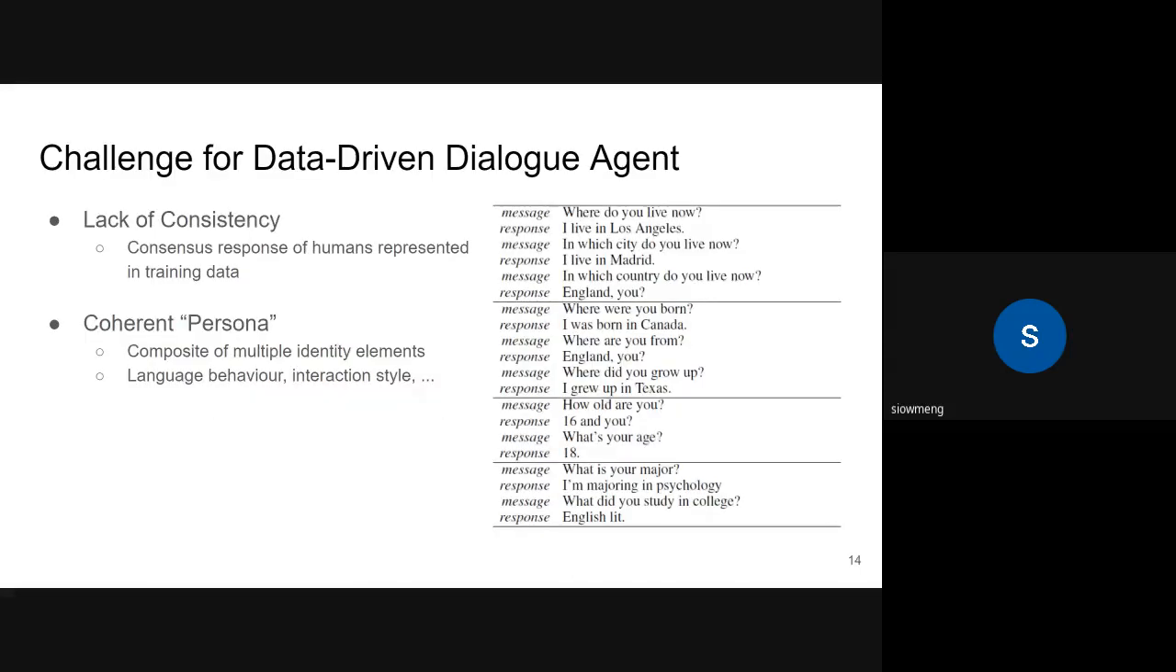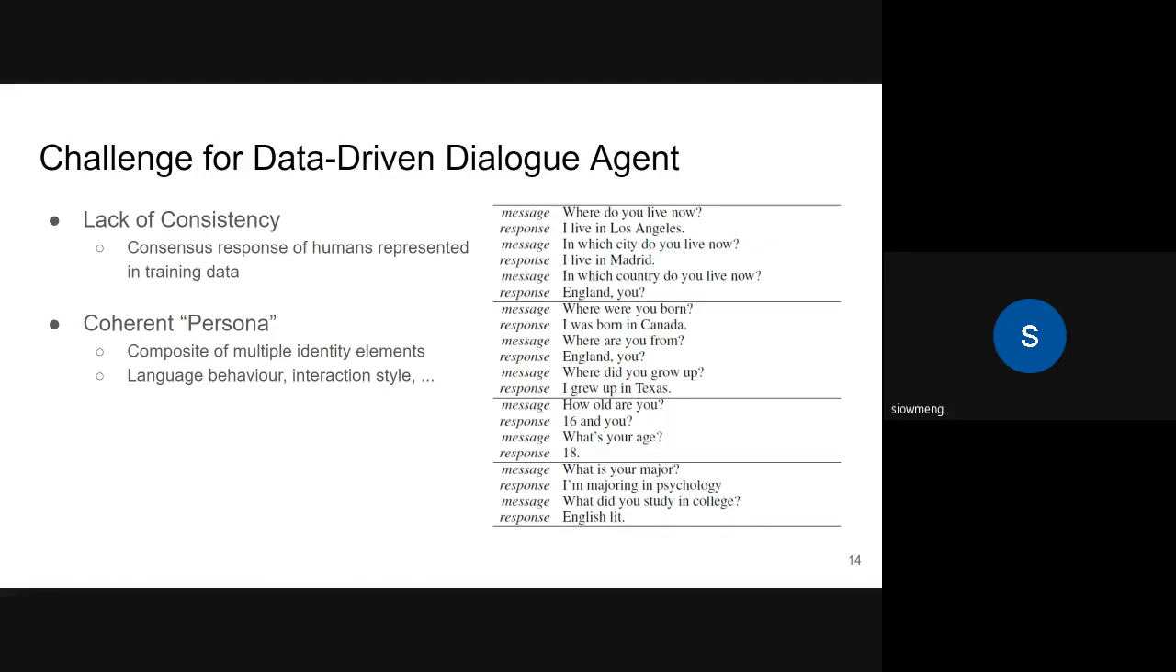The purpose is to address a challenge in the data-driven dialogue agent, in the response model. One typical problem is a lack of consistency, because the dialogue agent was built with training data, and the response to a specific question is the consensus response that you are able to find in the training data itself. For example, on the right, where do you live now, then the agent will say I live in Los Angeles. And then if you ask in another way, the training data distribution might change, and the response you get is quite different and inconsistent with the earlier reply. Like you live in Madrid, but if you ask your question in another way, it says England. So it's trying to address this consistency issue.